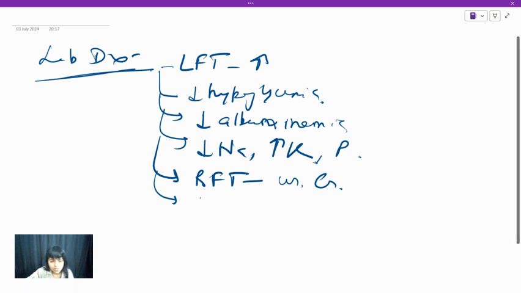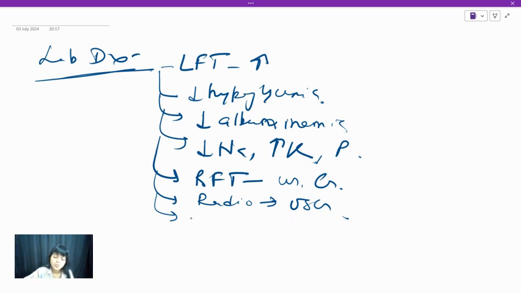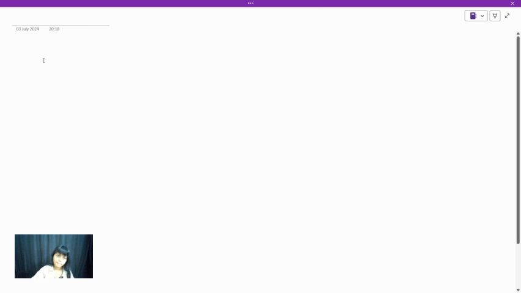And yes, definitely in radiology you have to go for your USG. Okay, and you have to do the investigation to find out the diagnosis, that is, what is the primary cause of this liver failure. Okay, well, now moving on to the last part of our lecture today, and that is the management.